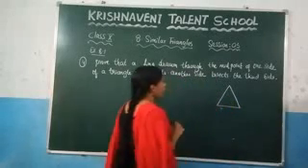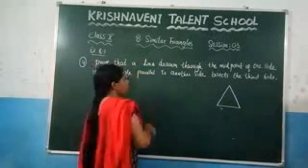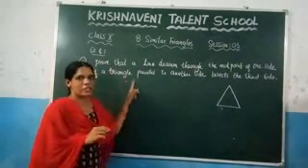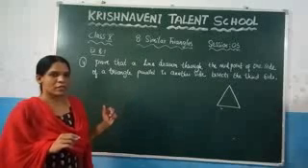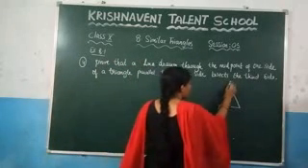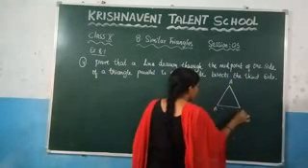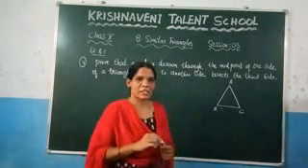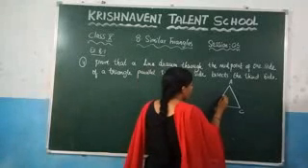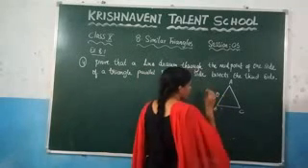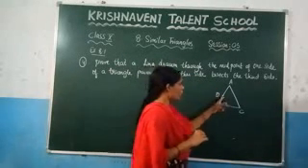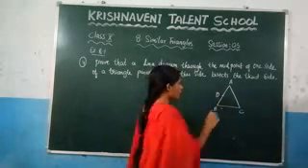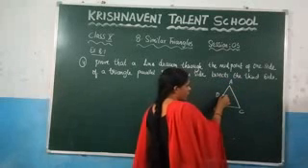What are they saying here? A line drawn to the midpoint of one side of the triangle. Let us draw one line to one side of the triangle. I am taking this side, which is AB. So what are they saying here? A line drawn to the midpoint of one side of the triangle. Let us take the midpoint of AB as D. So here I need to draw one line such that that line passes through the midpoint of the one side. So let us consider the midpoint of AB as D.